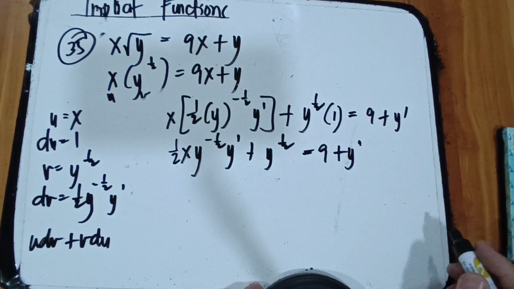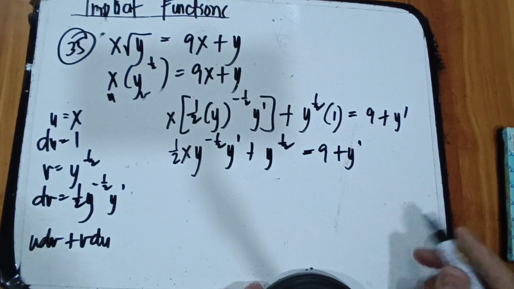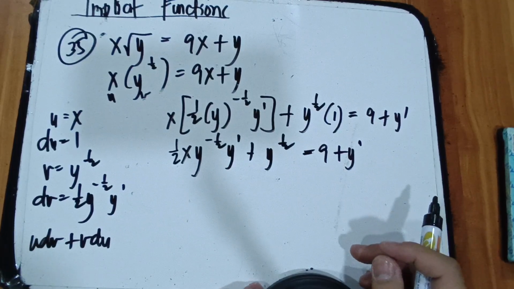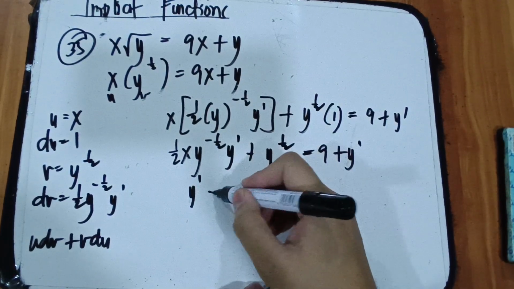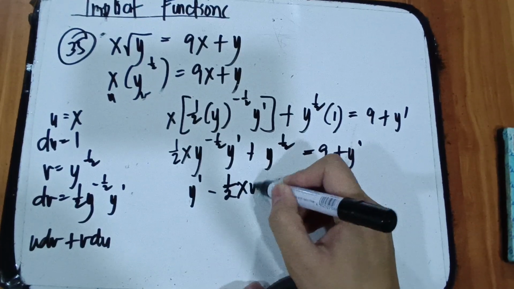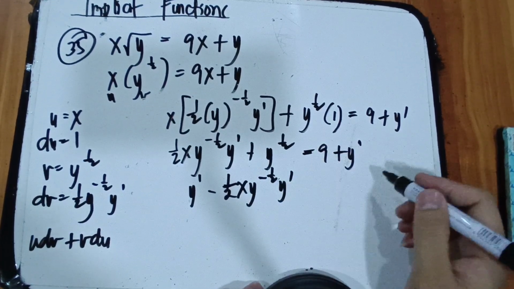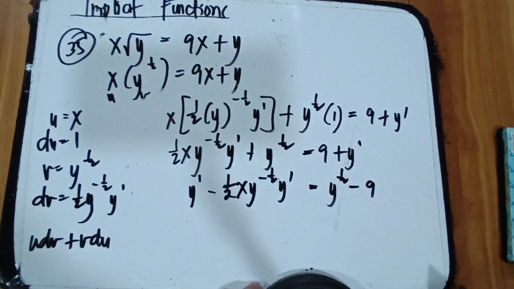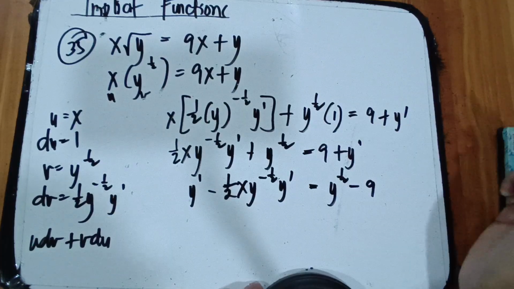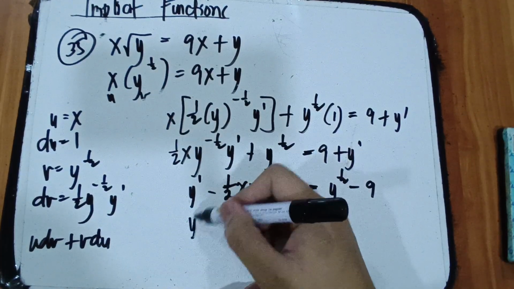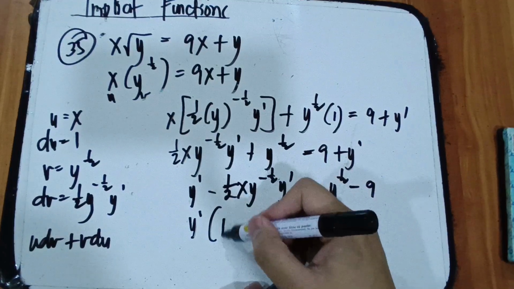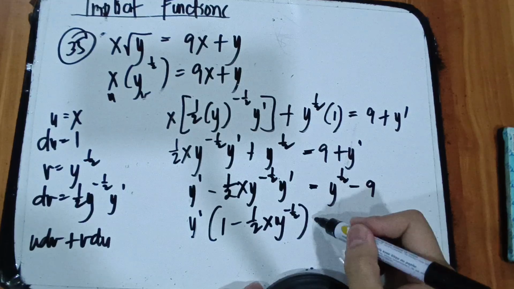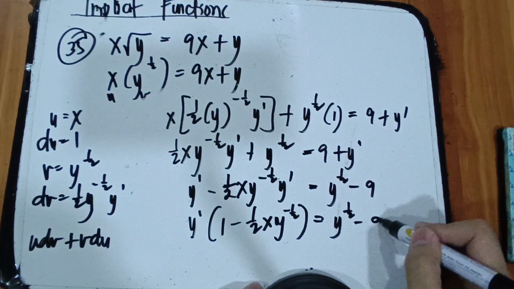Pagsamahin natin yung may prime values. So, eto lang naman, tsaka yun. So, pagsamahin natin sila sa isang equal sign. So, i-retain ko na lang itong y prime dito. Y prime minus 1/2 xy negative 1/2 y prime is equal to y raised to 1/2 minus 9. Since ito yung niretain natin, ito yung lilipat. Tapos, factor by y prime. So, 1 minus 1/2 xy negative 1/2 is equal to y raised to 1/2 minus 9.